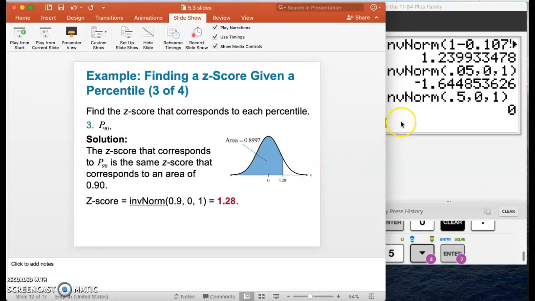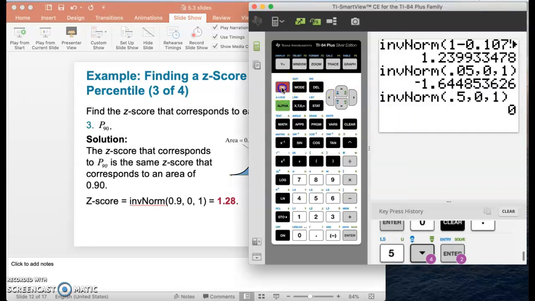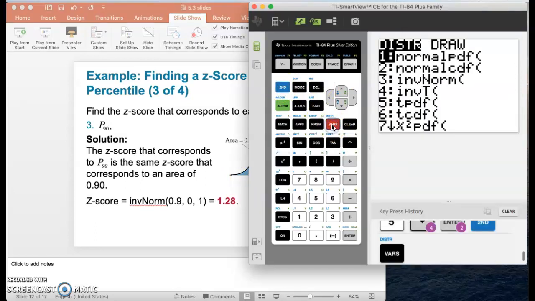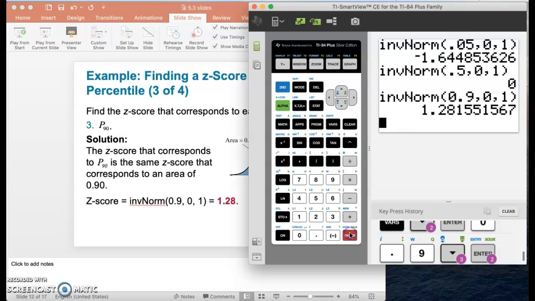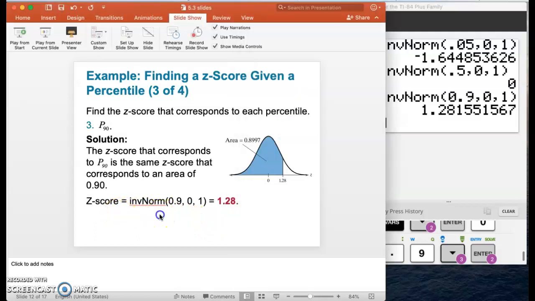So we're going to, again, use our calculator, go to second and then vars, arrow down to inverse norm, select enter. The area is 0.9. We're still in the standard normal, so the mean is 0, the standard deviation is 1, and I'm going to select paste and then enter again, and I get my solution to be 1.28. So that's the z-score that has 90% of its area to the left.